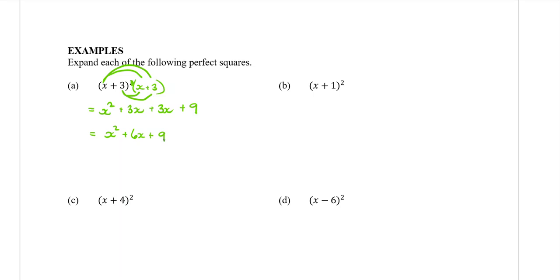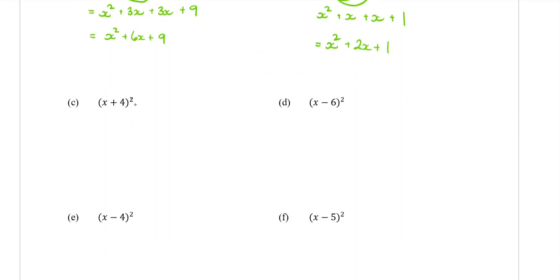Okay, so let's do some more of those. When we see the squared, we're going to cross it out and put another bracket next to it. So x plus 1 times x plus 1. Then x times x is x squared. X times 1 is 1x, but better to write just x. Then 1 times x again is another x, and 1 times 1 is 1. Adding the middle ones together, x plus x makes 2x, plus 1.